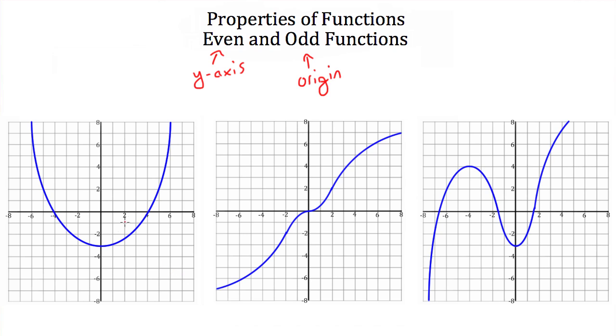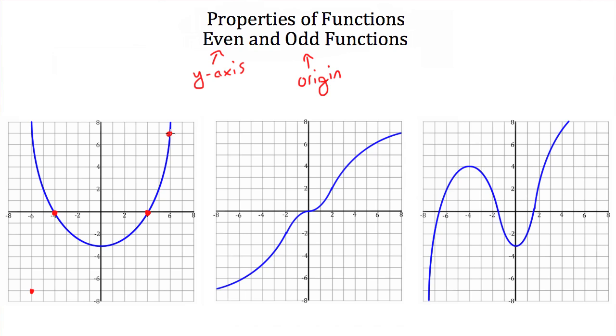If I go to my first graph here, this parabola, if I have the point (4, 0), and this is symmetrical across the origin, I should have a point at (-4, 0), which I do. If I have the point (6, 7), then if I'm symmetrical across the origin, I should have a point at (-6, -7), which I don't. So this cannot be odd.